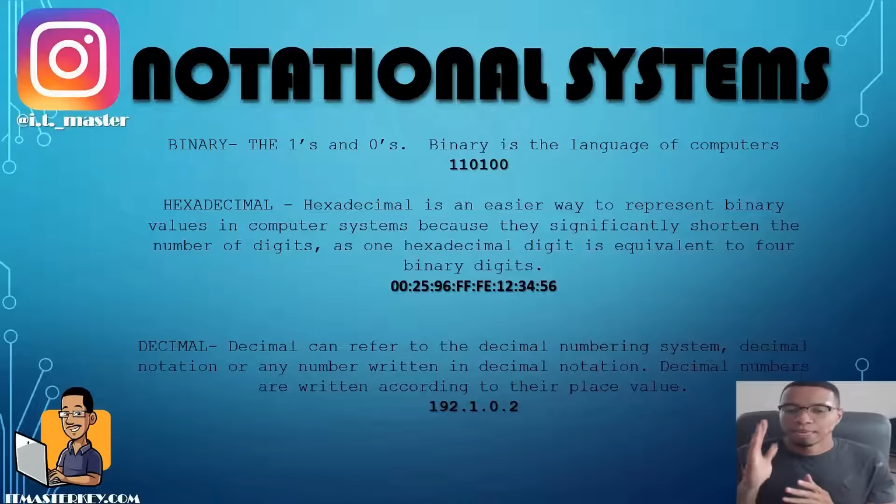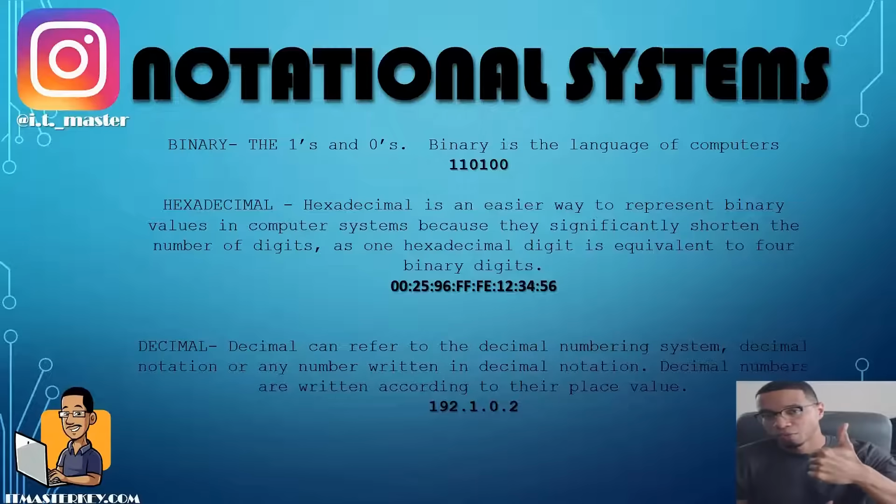Sound good? Last but not least is the decimal format. A good example of decimal would be your IP address. Anything that connects to a network or anything that connects to the internet needs an IP address. Binary is the language that computers use. Hexadecimal, an example of that, is your MAC address, which is your physical address. Your IP address is your address on the network. So if you're on ESPN.com, if you're on ITMasterKey.com, if you're on Google.com, that network, those devices know where to send the information that you're looking for, okay? So binary is what?